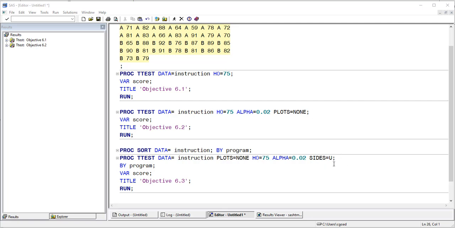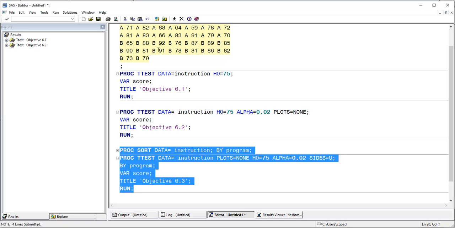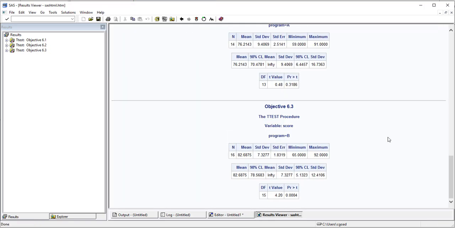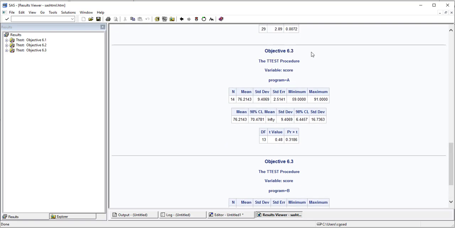What changes for us is sides equals upper, and so whenever we look at the upper or right-hand side of the test, it's also going to impact our confidence limits. And so if we submit this code for Objective 6.3, it gives us program A up here at the top. Notice whenever you see that kind of delimiter, that indicates a by statement was used.